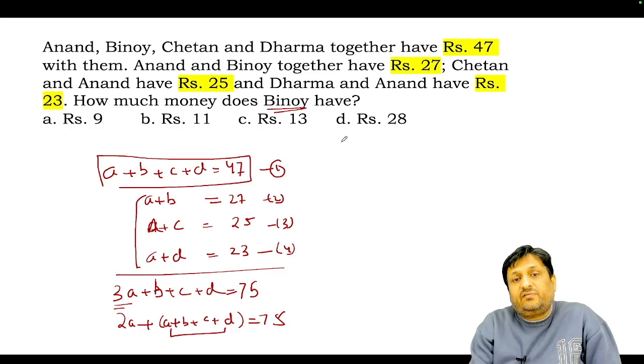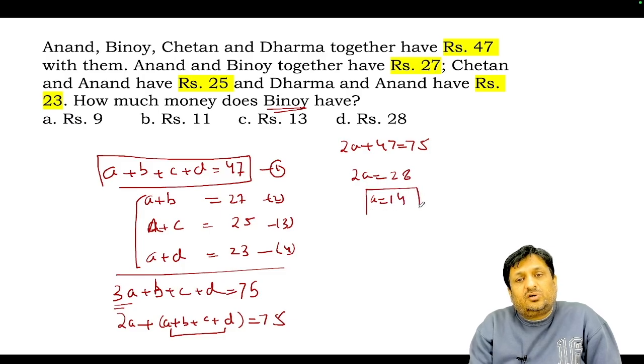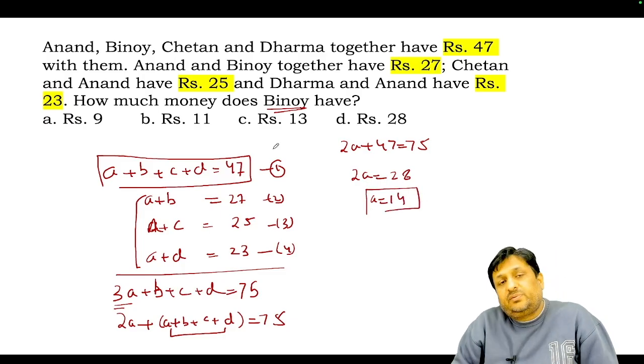So what will I get? I will get 2A plus 47 is 75. So it means 2A must be 28 and A must be 14. But this is not my answer because they are asking how much money Binoy got.